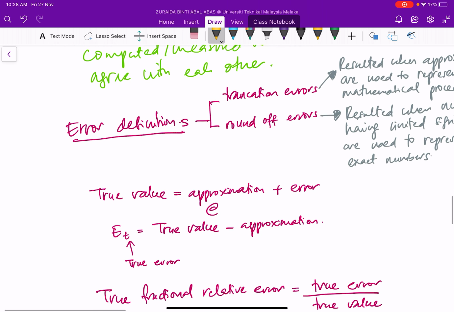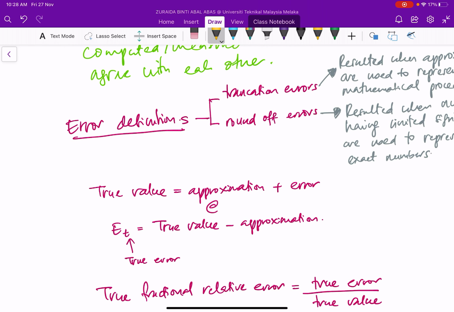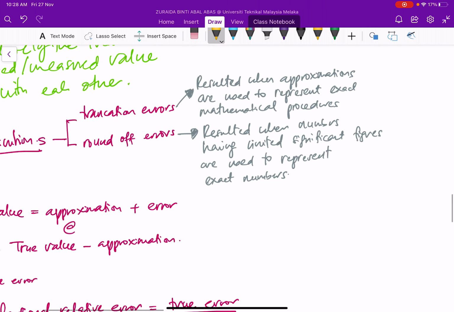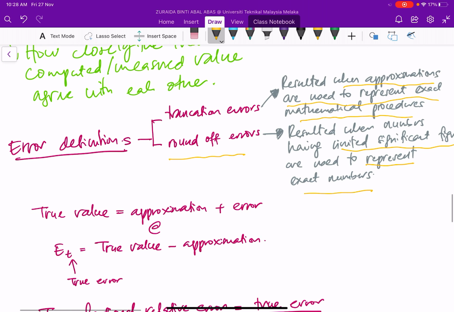Now let's move on to error definitions. For error definitions, you need to know two errors: truncation error and round-off error. Truncation error results when approximations are used to represent exact mathematical procedures. Round-off error results when numbers having limited significant figures are used to represent exact numbers. I'll go through this further later on.